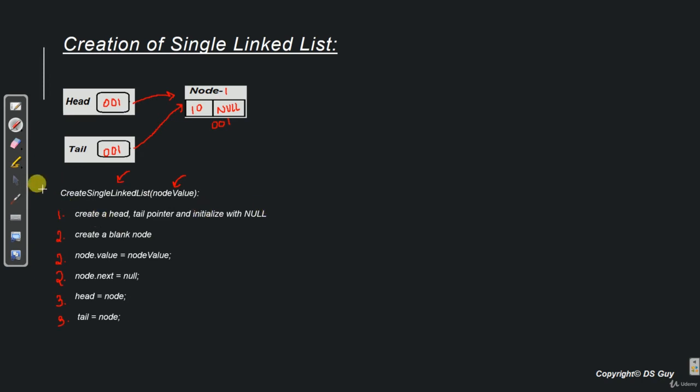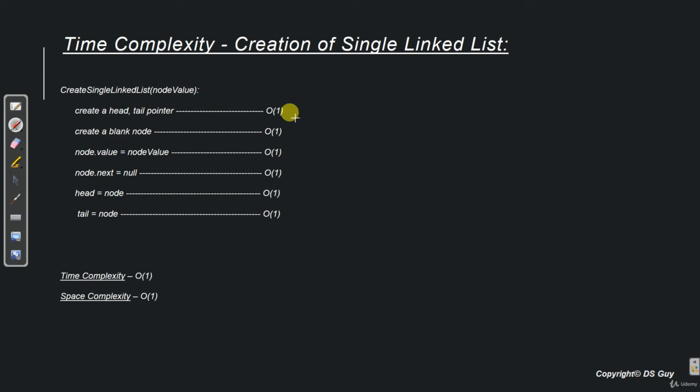Now let's see what is the time and space complexity of doing this operation. So creation of a head and tail pointer is a constant time operation, hence it is order 1 time. Creation of a blank node is a constant time operation. Inserting a value is a constant time operation. Initializing the reference with null is a constant time operation. And then linking head and tail is again a constant time operation. So if we add all these operations, it comes to order of 1.